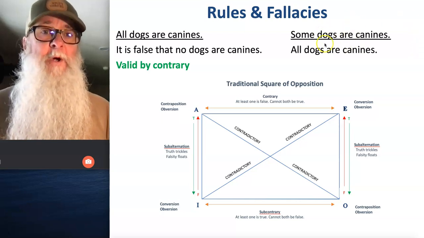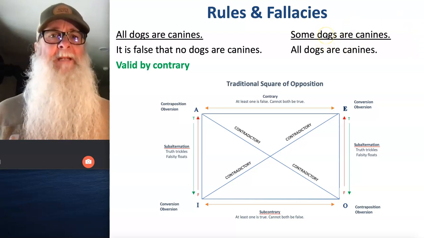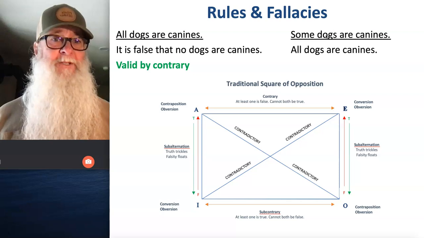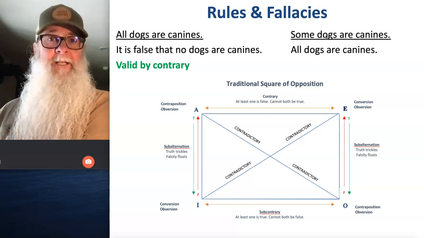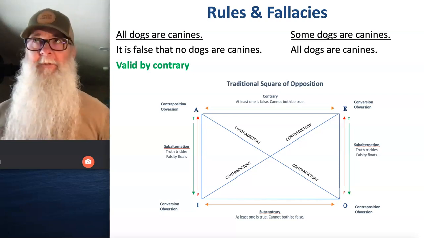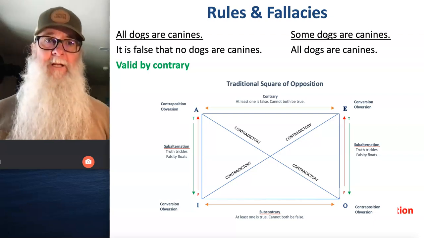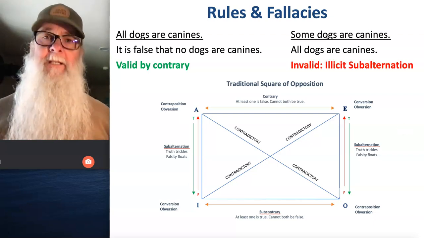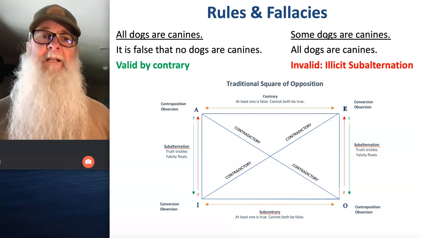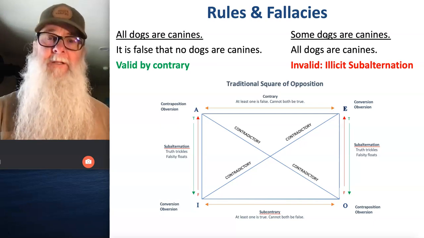And in this argument, we see that the person is claiming that because the I statement premise is true, the conclusion A statement would therefore also have to be true. And we say, no, that's not the way that subalternation works. This is an invalid argument, and it's invalid because of illicit subalternation. It breaks the rule of subalternation.